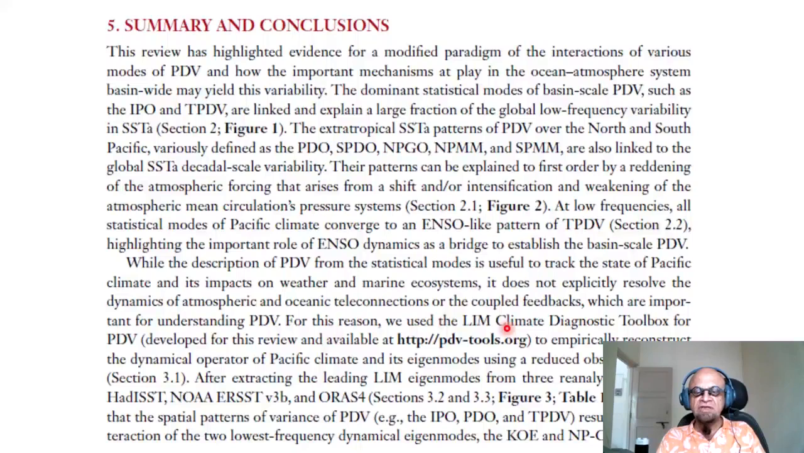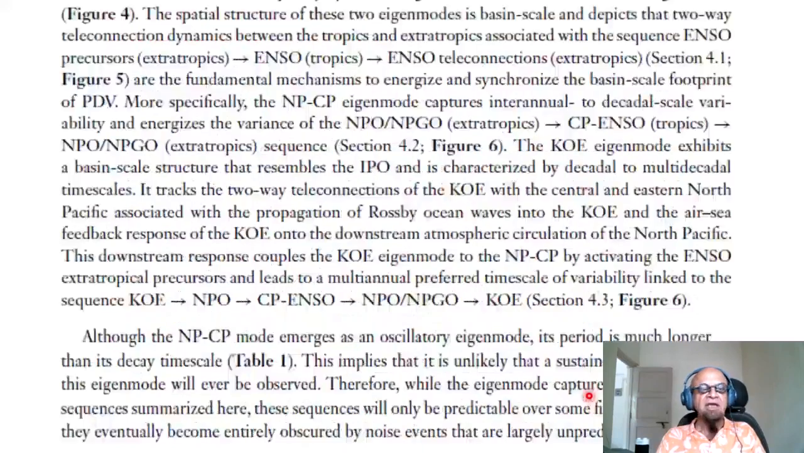For this reason, we used the LIM climate diagnostic toolbox for PDV, which is served here, to empirically reconstruct the dynamical operator of Pacific climate and its eigenmodes using a reduced observation space. After extracting the leading LIM eigenmodes from the three reanalysis products, HAD-ISST, NOAA ERSST, and ORAS4, we show that the spatial patterns of variance of PDV, such as the IPO, PDO, and TPDV, result from the interaction of the two lowest frequency dynamical eigenmodes, namely the Kuroshio-Oyashio extension and the NPCP eigenmodes.